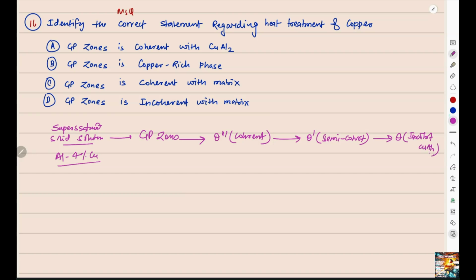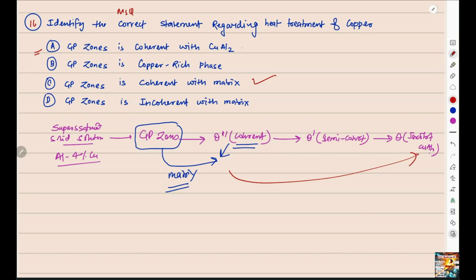So in this statement we can see that GP zones are coherent with the matrix. So option C is correct. Also, the statement that GP zones are coherent with the CuAl2 is wrong, because GP zones are not coherent with the CuAl2 phase. In case B, GP zones are a copper rich phase. This is true, because in the diagram we can see that GP zones are a copper rich phase. And the last statement, GP zones are incoherent with the matrix, is wrong. So this is an MSQ type of question and two statements are correct: copper rich phase is GP zones and GP zones are coherent with the matrix. Now we will move to the next question.